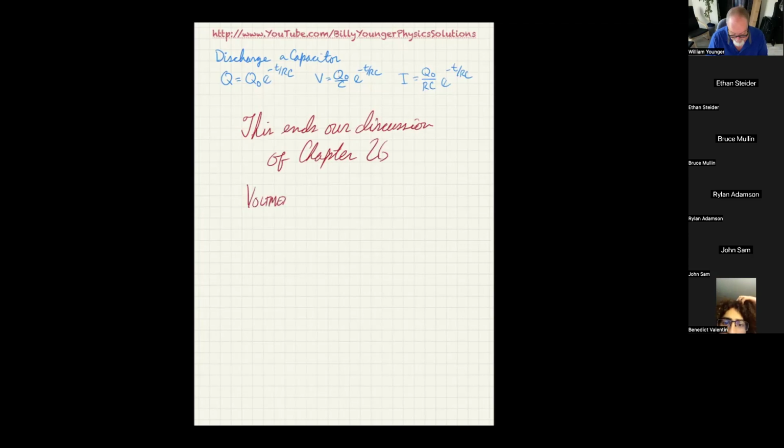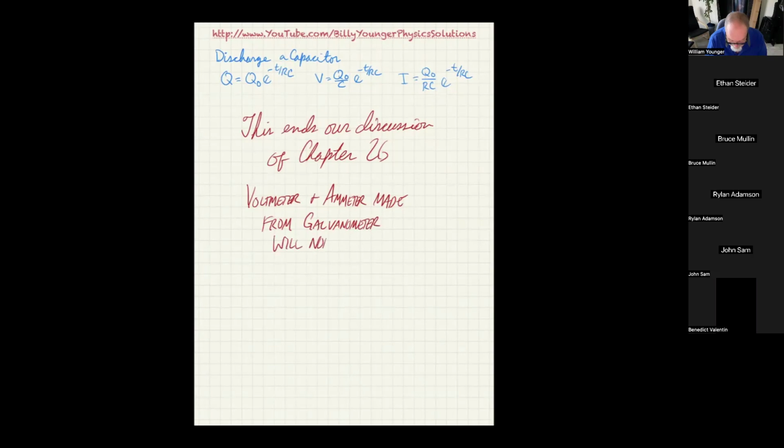Voltmeter and ammeter made from galvanometer will not be tested.